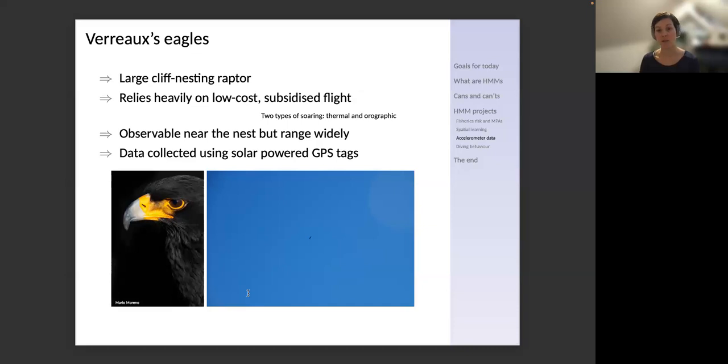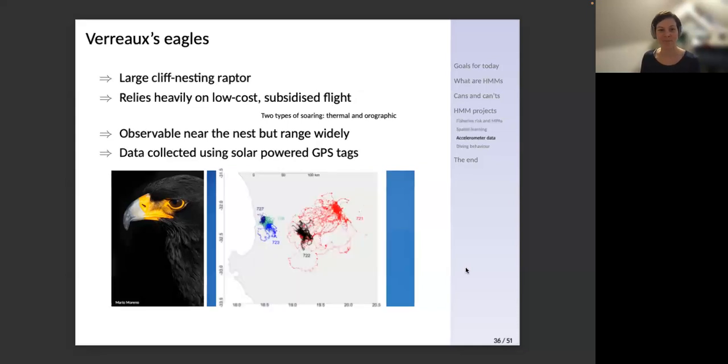Data was collected using solar-powered GPS tags that are downloaded to a ground station that was set up in front of the nest. So whenever the bird returned to the nest, it would download all its data. This is as close as I got to an eagle. This is a little black speck in the middle. I went on field work, but we didn't get very close to them.